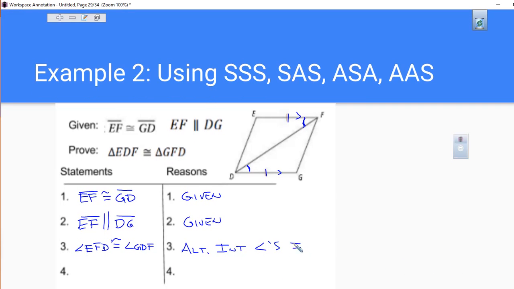And alternate interior angles are congruent when lines are parallel. That would be the full definition. So let's look at number 4 here. So we've got, and there should be 5 here.